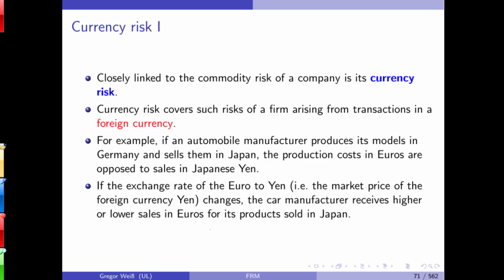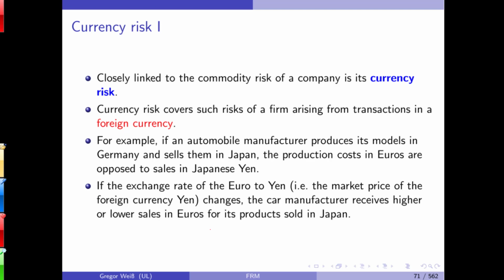That's commodity risk. Very important for industrial firms, almost not important and of no importance to financial institutions. No bank needs cocoa, sugar, or pork bellies. But currency risk might be interesting for all companies. Again, also industrial companies, but also financial institutions. Every time you do business in a foreign currency, you have an exposure to currency risk.